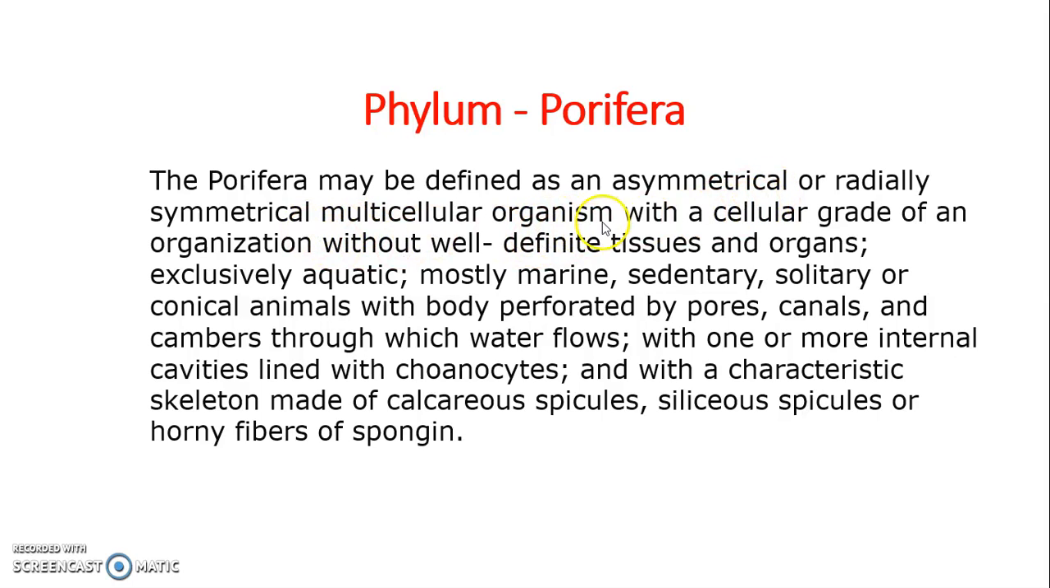These are multicellular organisms with a cellular grade of organization. In the previous kingdom Protozoa, what was there? They are single celled organisms. Here these are multicellular organisms with the cellular grade of organization. Cellular grade means different cells perform different functions. Here tissues and organs are absent, hence it is cellular grade of organization without well definite tissues and organs.